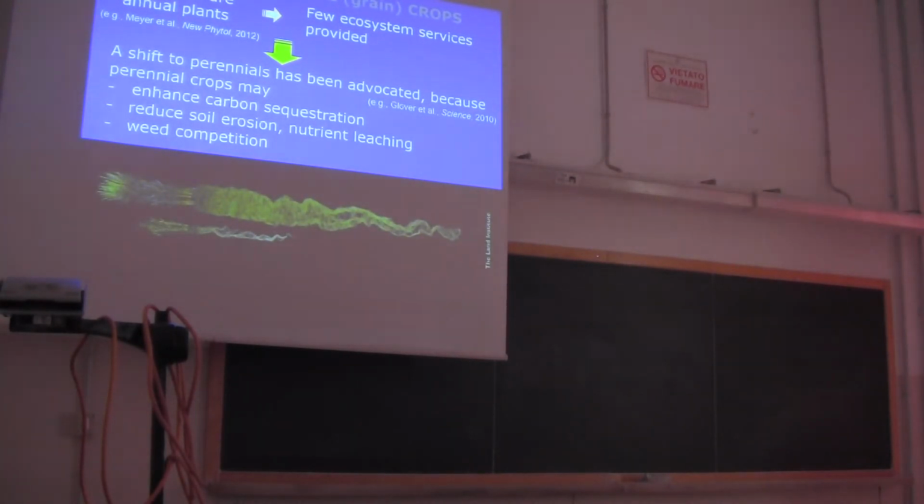Jumping back on a discussion that is ongoing in the agronomy community, and specifically that currently our crops are mostly annual plants. This means that they provide a few ecosystem services. I will say a few words more on this in a second. So, for these reasons, there is an increasing number of people saying, well, we should actually abandon or at least diminish our reliance on annual crops and transition to perennial crops.